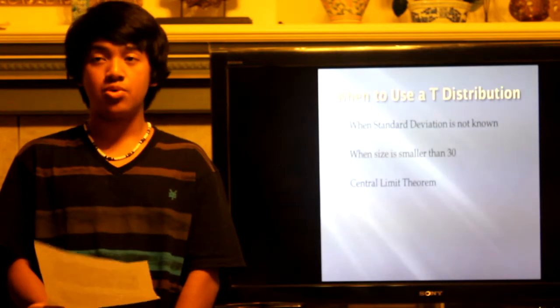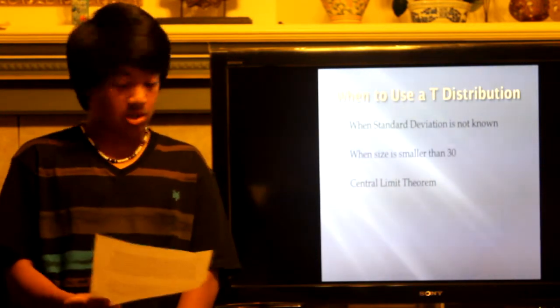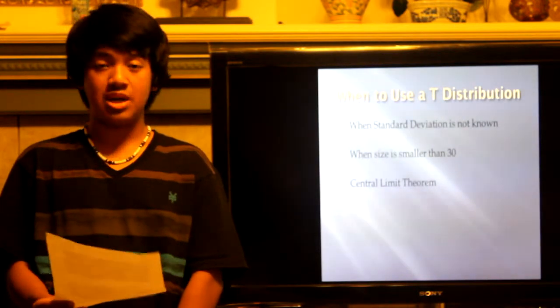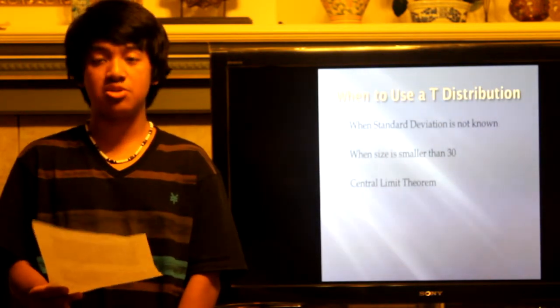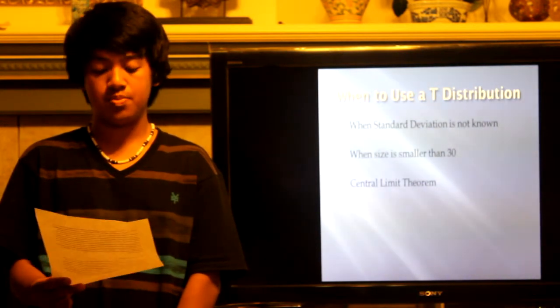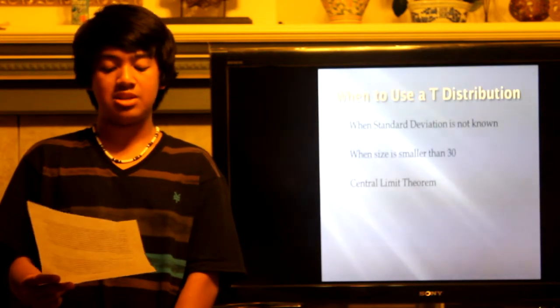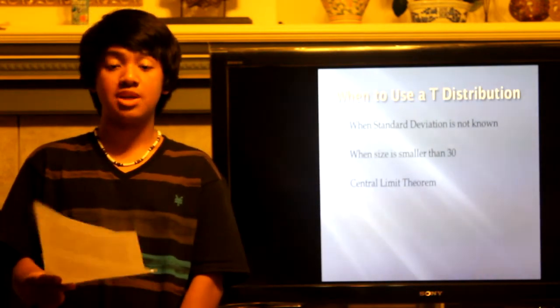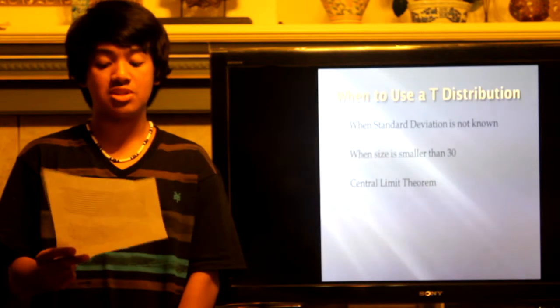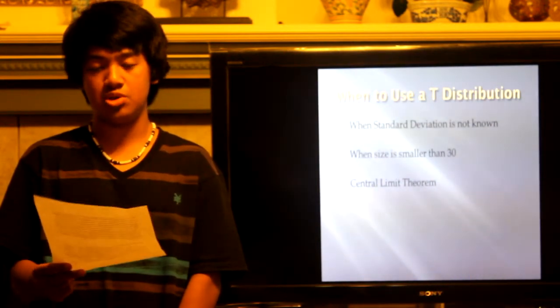Another rule that people often use is a rule based on sample size. Usually, if the sample size is less than 30, we use a t-distribution. And if it is greater than 30, we use a normal distribution. We can do this thanks to the central limit theorem. This theorem basically just states that if we take a large enough sample, the distribution of the sampling means will be normal, and it doesn't matter what the shape of the original distribution was.